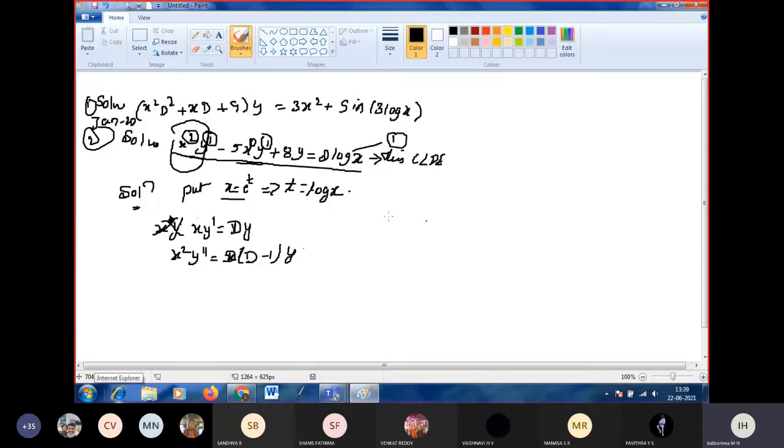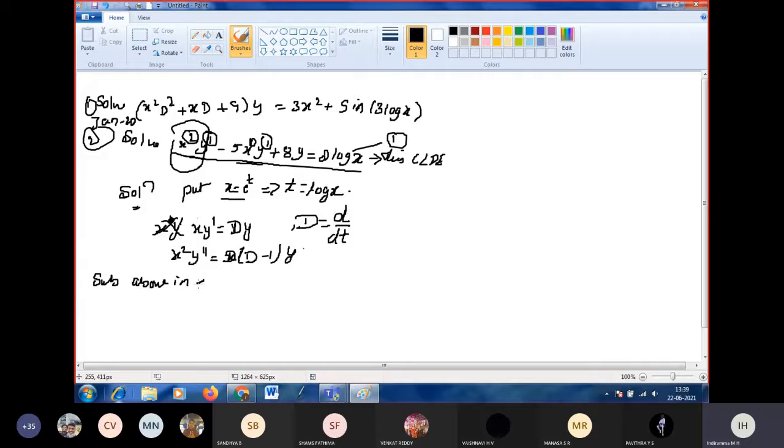What does capital D stand for here? D is d by dt. Okay, not d by dx, d by dt. Right? Next, substitute the above values in equation 1.